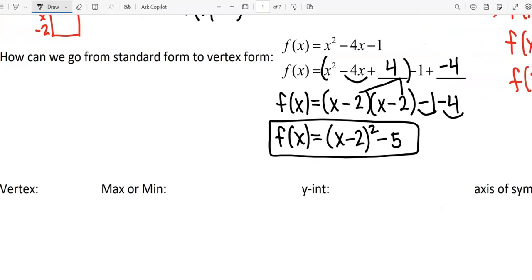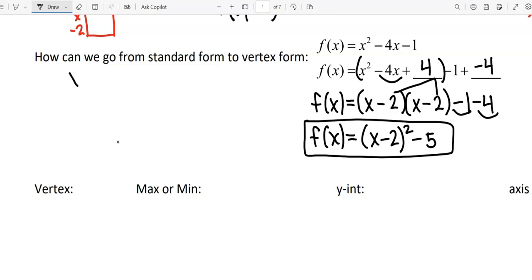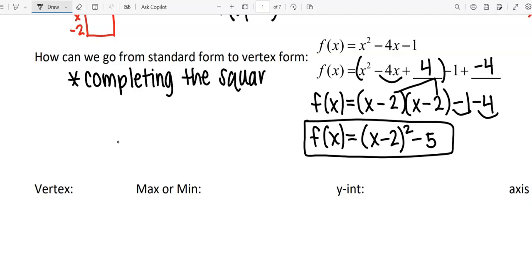Anybody remember what this process is called from Algebra 1? Completing the square. So to take a quadratic from standard form to vertex form, we complete the square. Yes. What was the vertex?